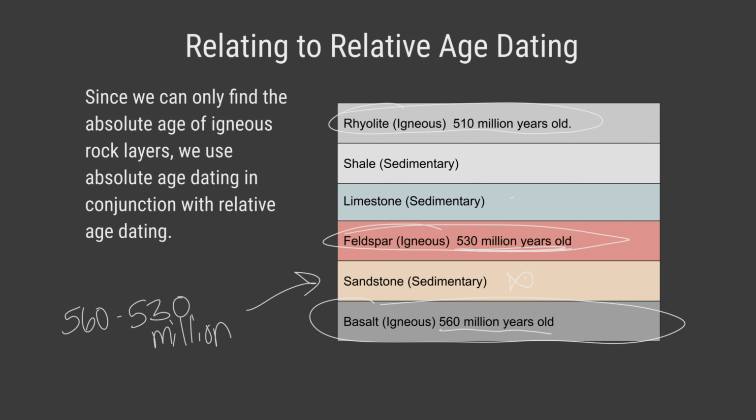Well, I don't know exactly how old that fish is down to the 1 million years or a single number, but I can really comfortably say it's between 560 and 530 million years old because that's how old the rock is above and below it. So we can use this information to hone in on a range for these different layers.